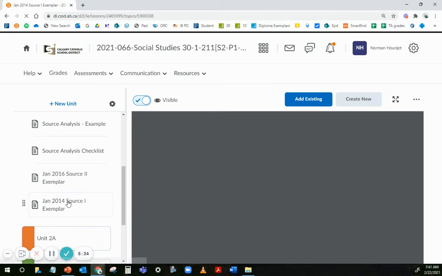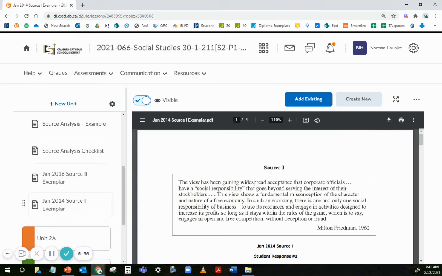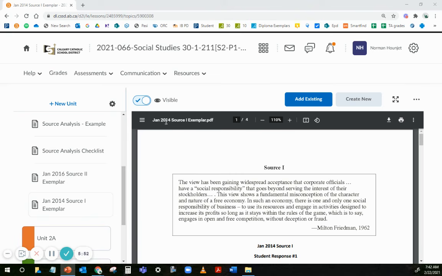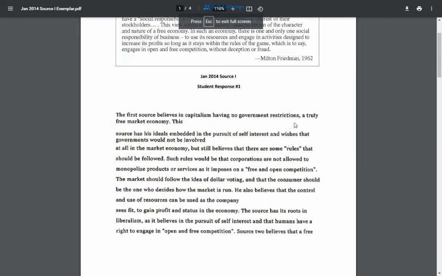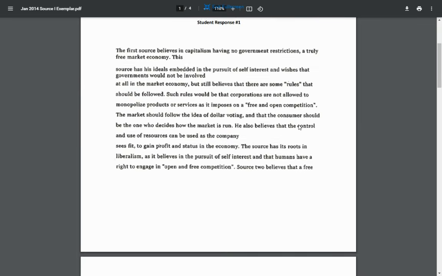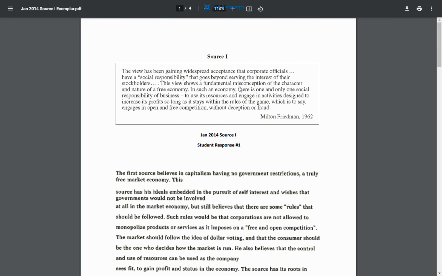Then you can do the same thing for January 2014, which is this one. January 2014, source 1. You can read this source by pausing this video, and then take a look at what 3 different students wrote about that particular source. These are not complete essays, just paragraphs written specifically about those sources. For that one, I was smarter and I actually put the source at the top of the page.